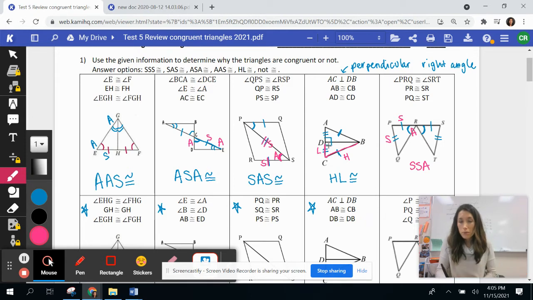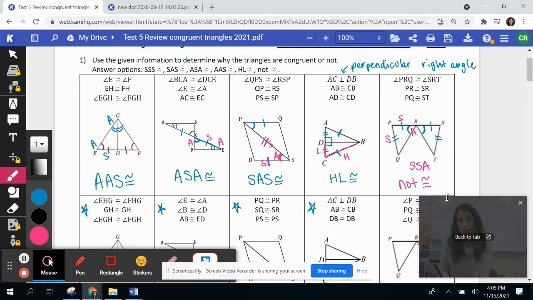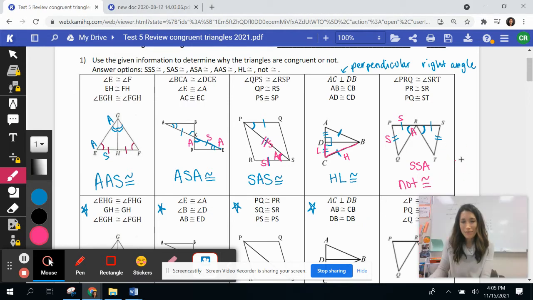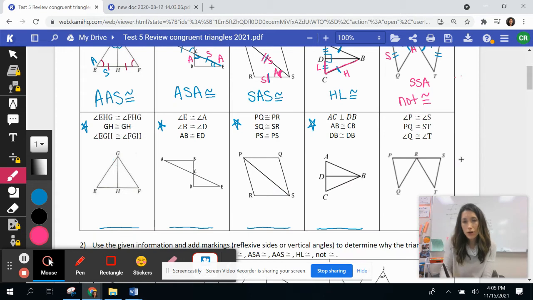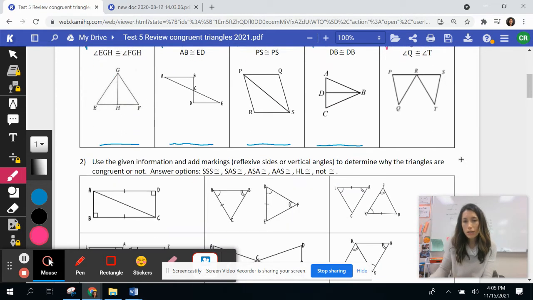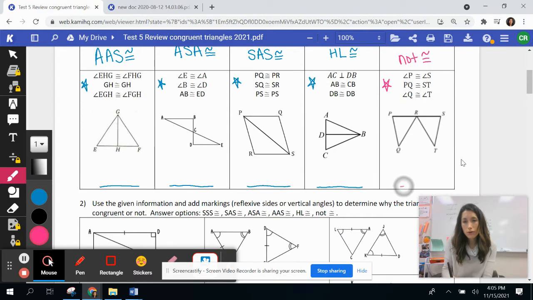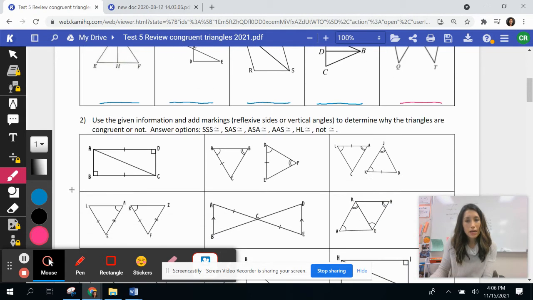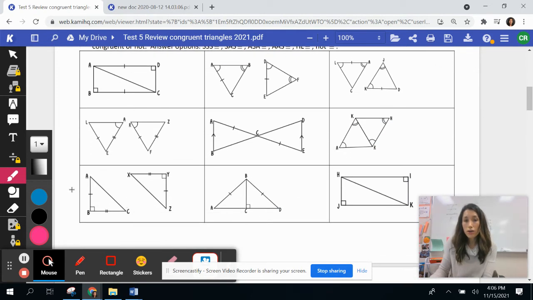So for this one, we would say not congruent. And we would say it's not congruent because side-side angle is a false shortcut that does not prove congruency. Okay, so go ahead and try this last one on your own here. And state why these triangles are congruent. Okay. In the second set here, we're going to do a few of these on our own, and I'm going to have you try some independently.